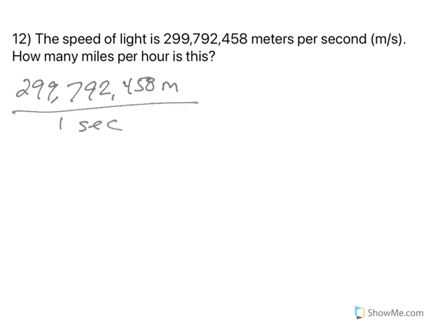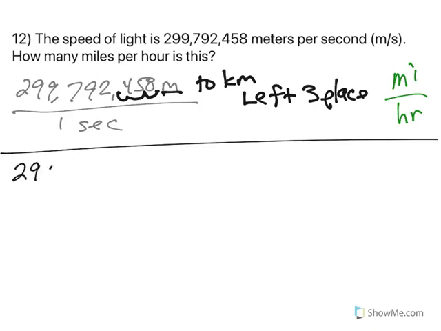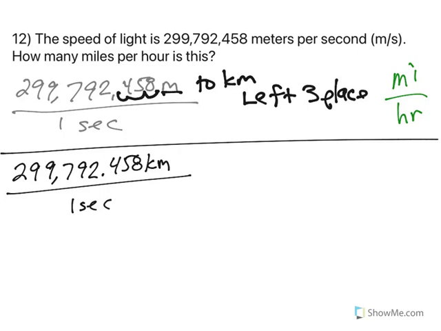And we need our answer to be in miles per hour. So I need to change both the numerator and the denominator. Well, first things first, I know that I can change meters to kilometers by moving my decimal left 3 places. That's just converting inside the metric world. I don't see my decimal, so it's at the end. So I'm going to move it 3 places, and I'm going to start this as 299,792.458 kilometers over 1 second.